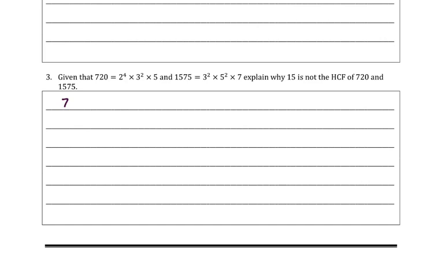Explain why 15 is not the highest common factor of 720 and 1,575. Well, it's not the highest common factor because 720 and 1,575 share 2 common 3's and a common 5.